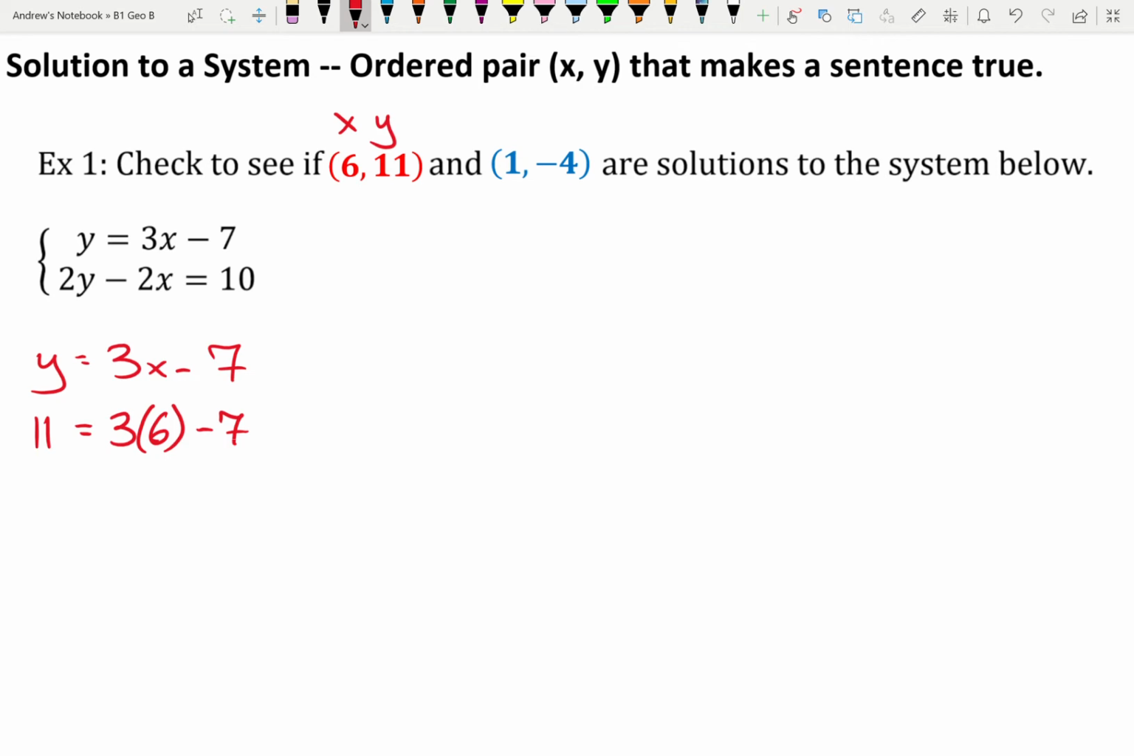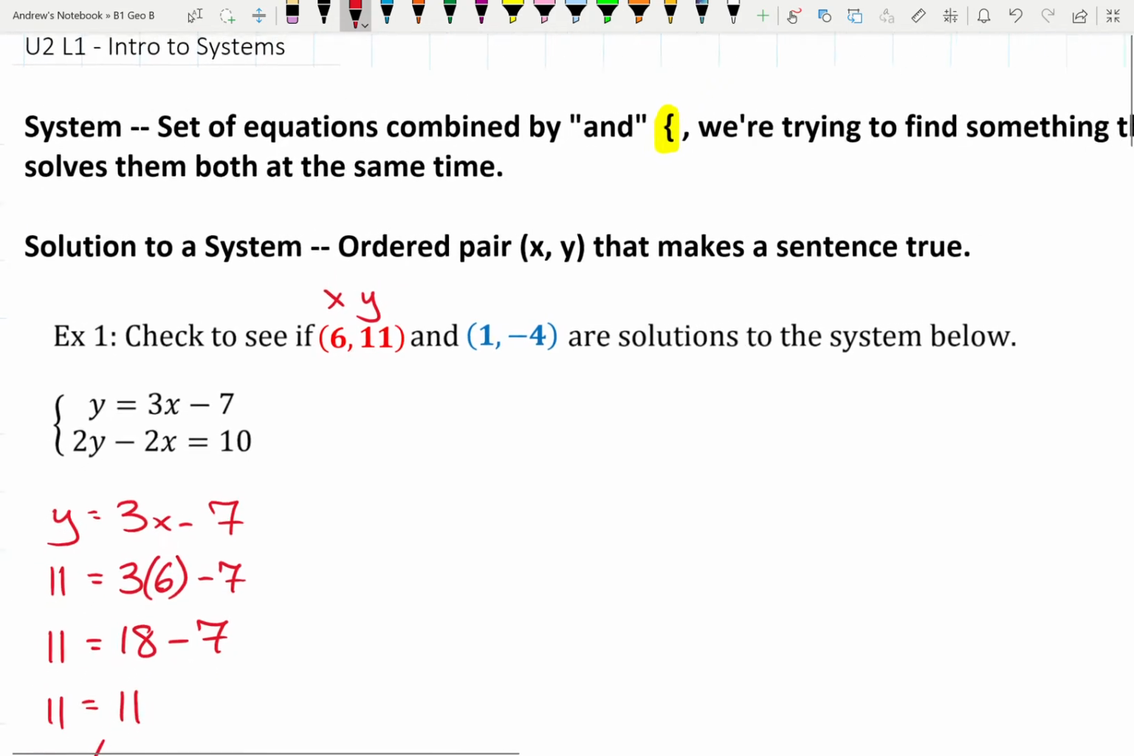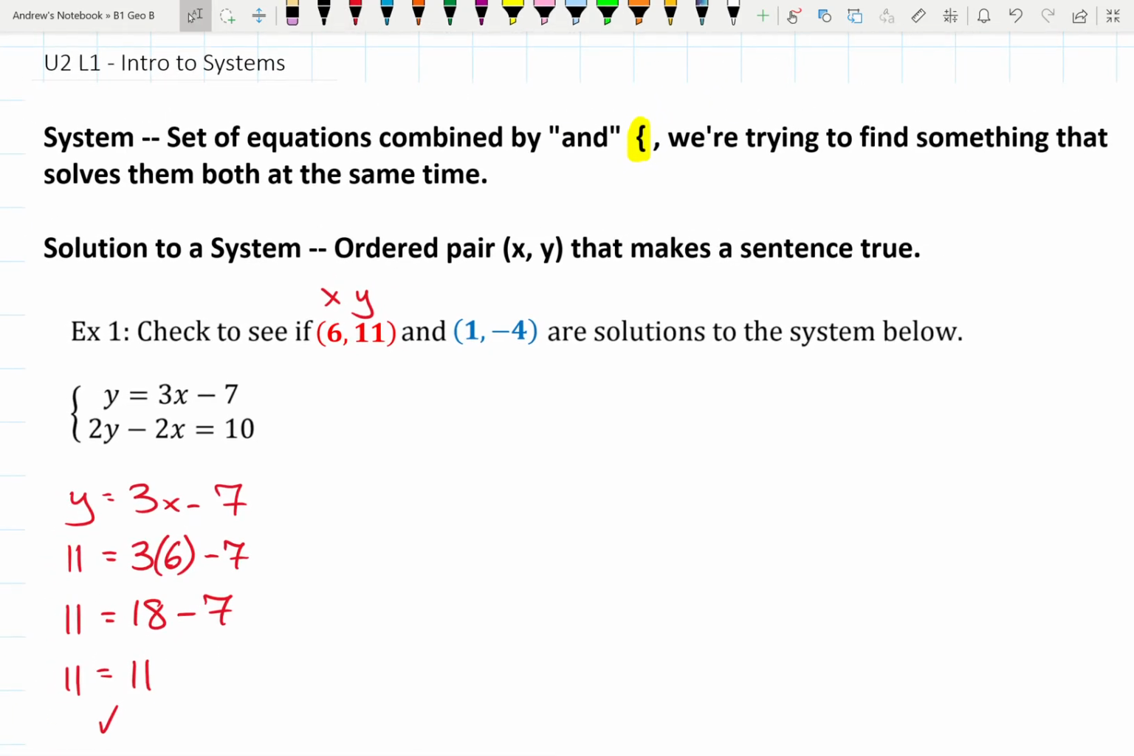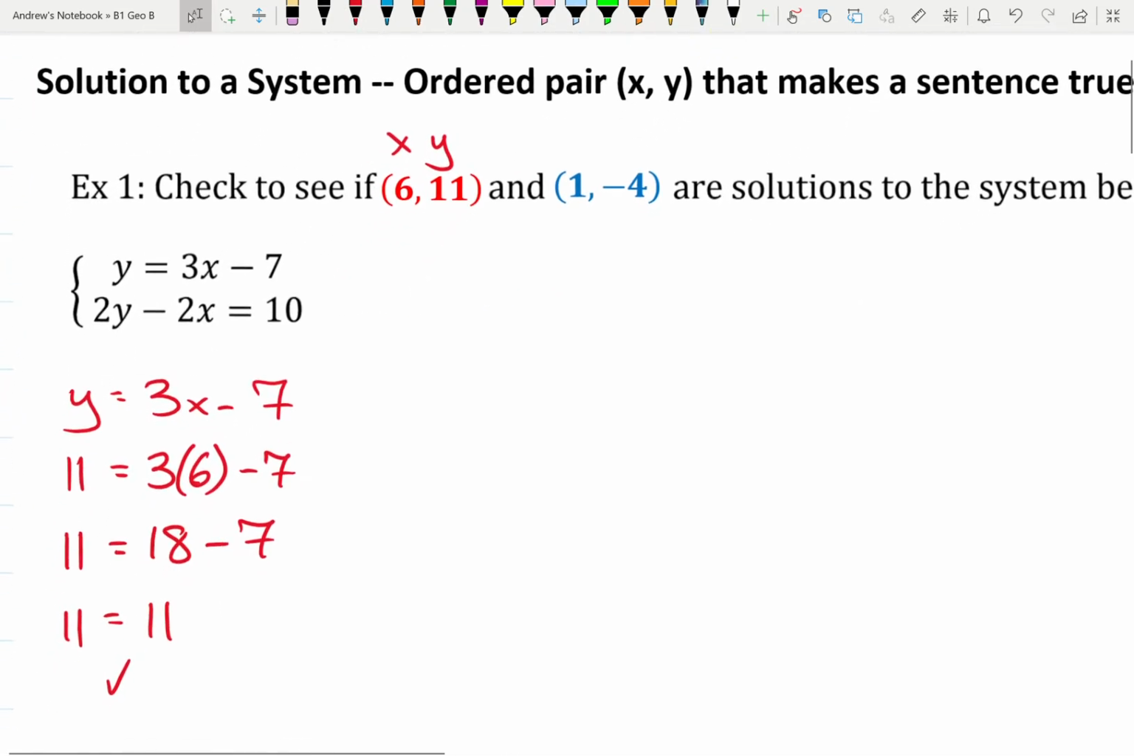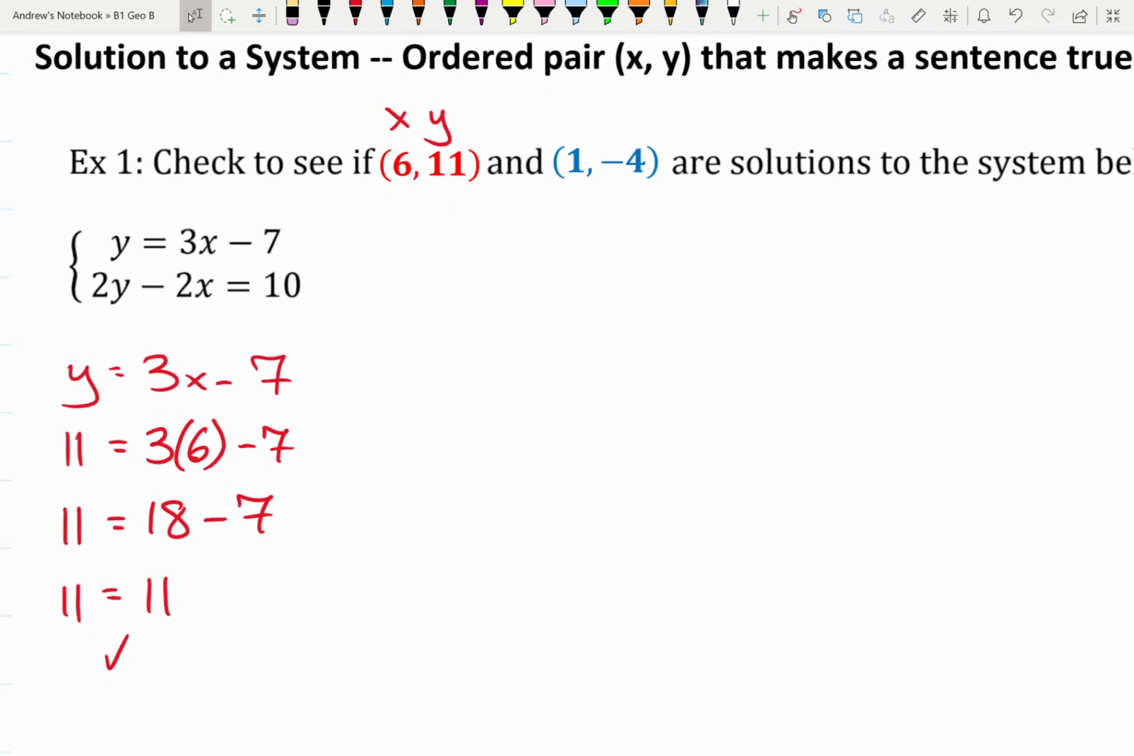All we have to do after that is simplify. 11 is still 11. 3 times 6 is 18. Then we can simplify that side a little more: 18 minus 7 is 11. So that looks like it works to me. We know that (6, 11) works for just that first equation. But just like the definition up top for a system, we're trying to solve them both at the same time. So I still need to check whether (6, 11) works for this second equation.